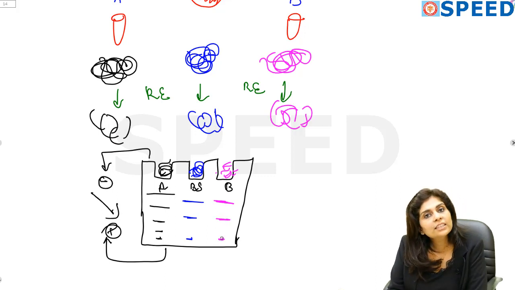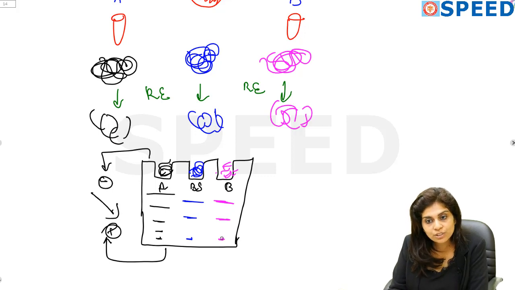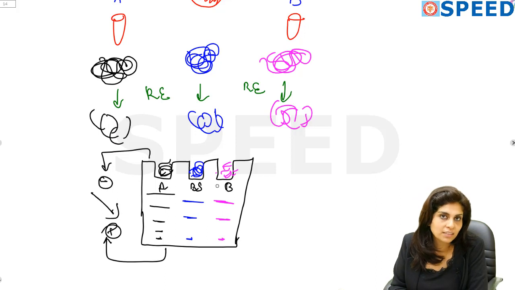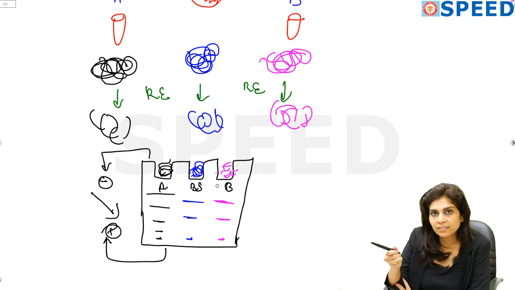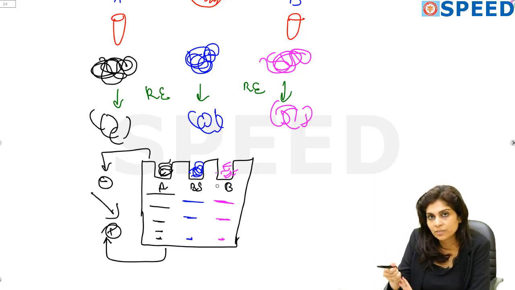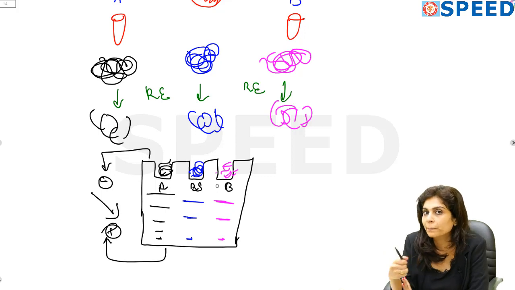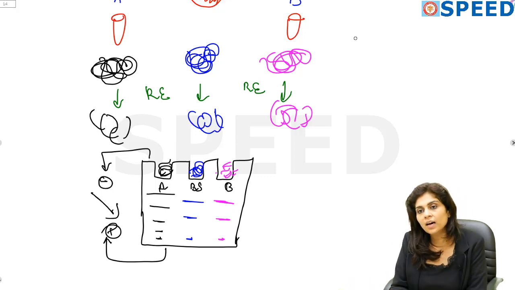So now you know the conclusion. What is the conclusion? You see that person B's restriction digest matches that of the blood stain. Which means person B has come to the crime site. You cannot say you have committed the crime. All that you can say is you have come to the crime site, that's why your blood sample is found there.